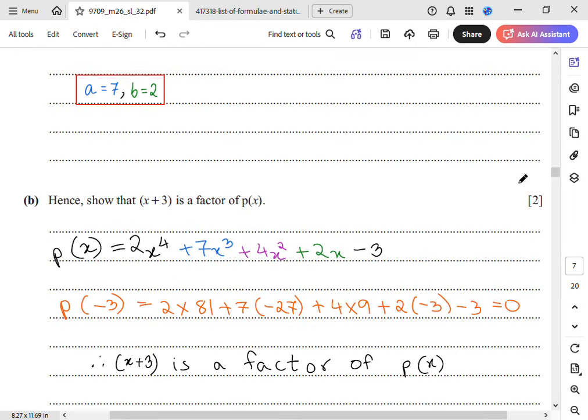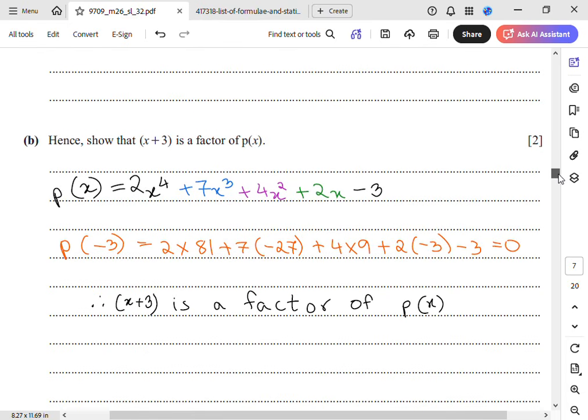Moving forward, it says hence show that x plus 3 is a factor of this. So I'm going to use the factor theorem here. If p of x is equal to this, and if I take p of minus 3 and get 0, that means x plus 3 is a factor. So I do get 0. So I have found the factor. So I know that x plus 3 is a factor of p of x.